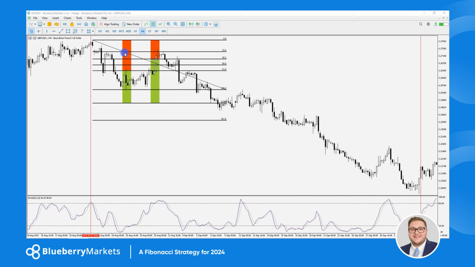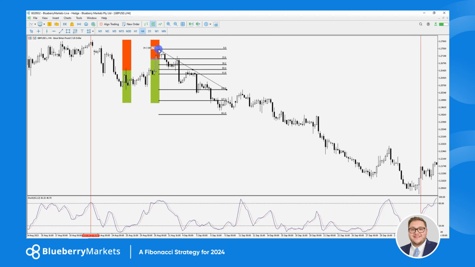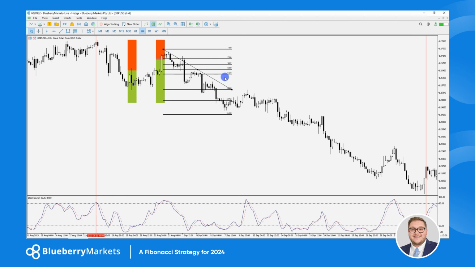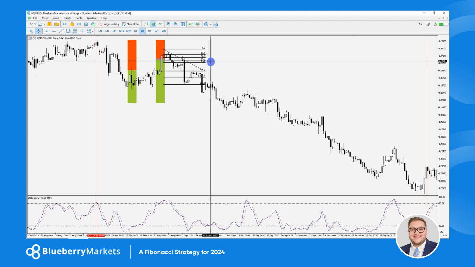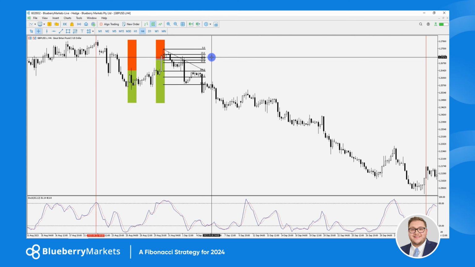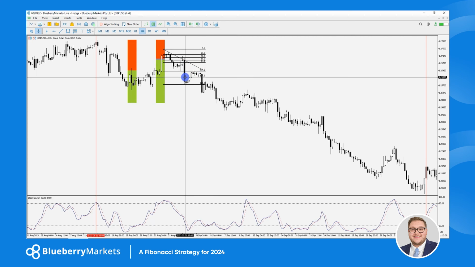Essentially though, you could look at every single pullback. If you want to get really critical and have a look at every pullback in the market, here you can see the market makes a move to the downside, it forms a low. You could then look to apply your Fibonacci there. You can see that we hit the 61.8, we hit the 38.2, and we hit the 127 extension.